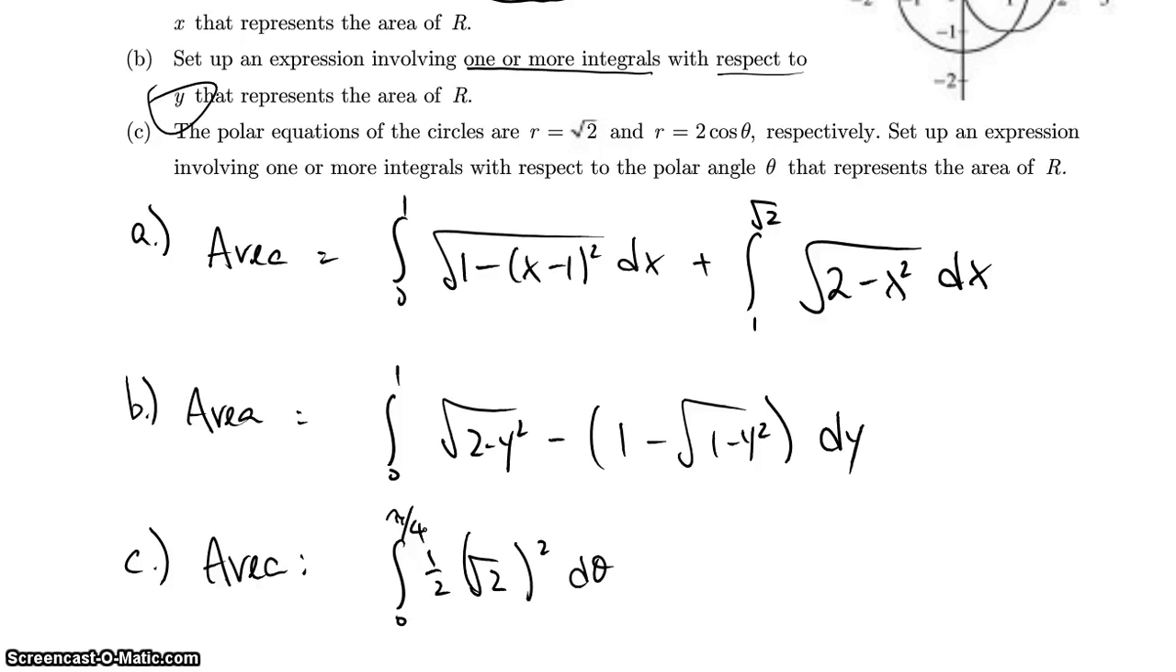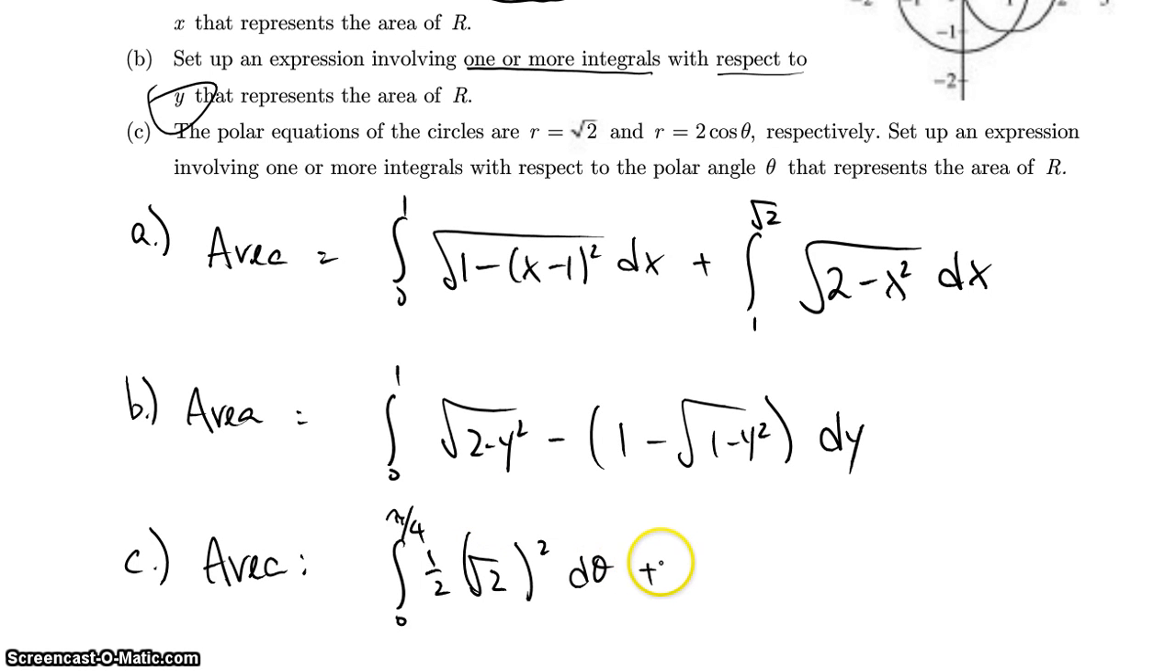How do we know it? Because the intersection is (1, 1), which means the angle is 45 degrees, and if we change that to radians, it's pi over 4, and that's the shaded area.